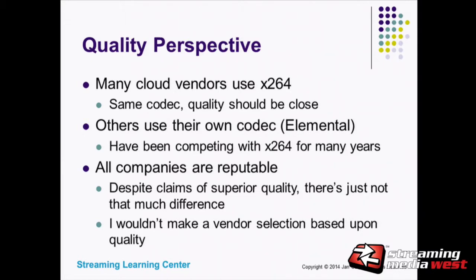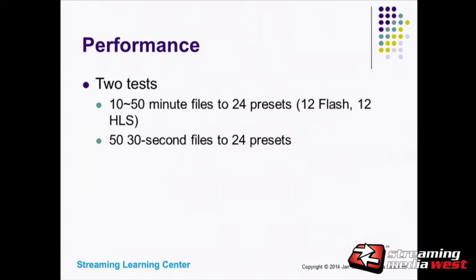On the other hand, some have their own codec, in particular Elemental, but Elemental has been competing with x264 for a lot of years, going back to their on-prem stuff, and they've always delivered very, very close, if not equal quality. Long story short, at least with this go-around, I didn't see a lot of difference in quality. So I wouldn't base my choice of cloud encoding vendor upon the quality of the video.